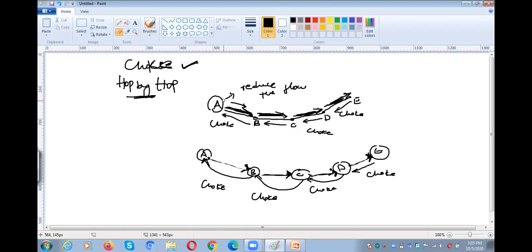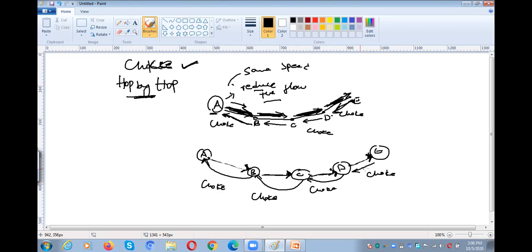Likewise, what is the difference between these two? In this particular one, whenever E sends back the choke packet to D, D continues with the same flow. C also continues with the same flow. B also continues with the same flow. A also continues with the same flow. Only whenever the choke packet reaches A will the flow be reduced. Even though congestion happened and was recognized at this point, A is continuously sending the data with the same speed until the choke packet reaches A.